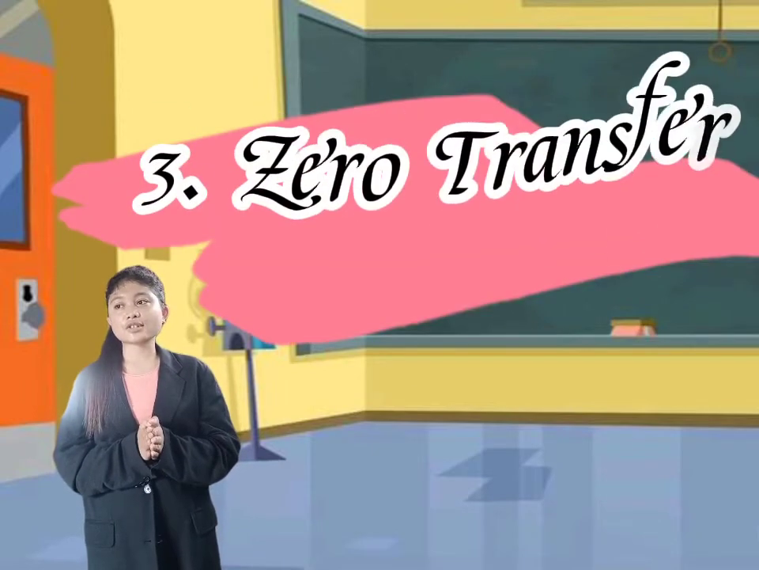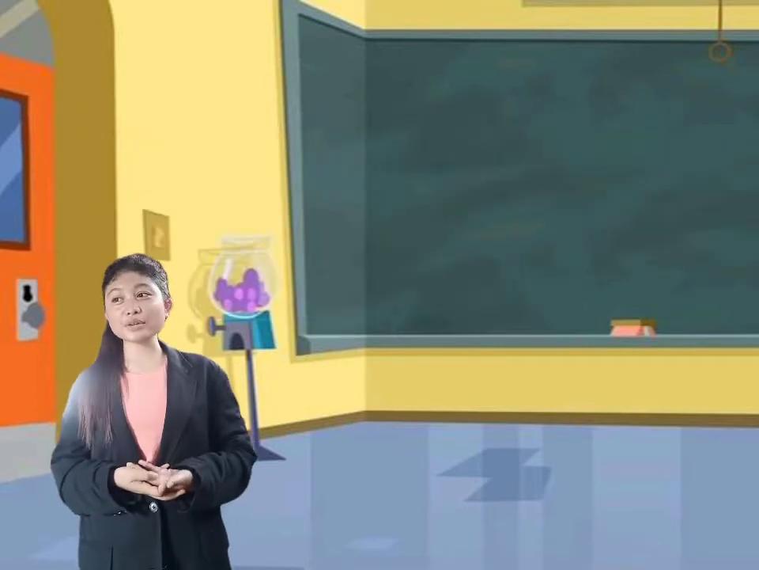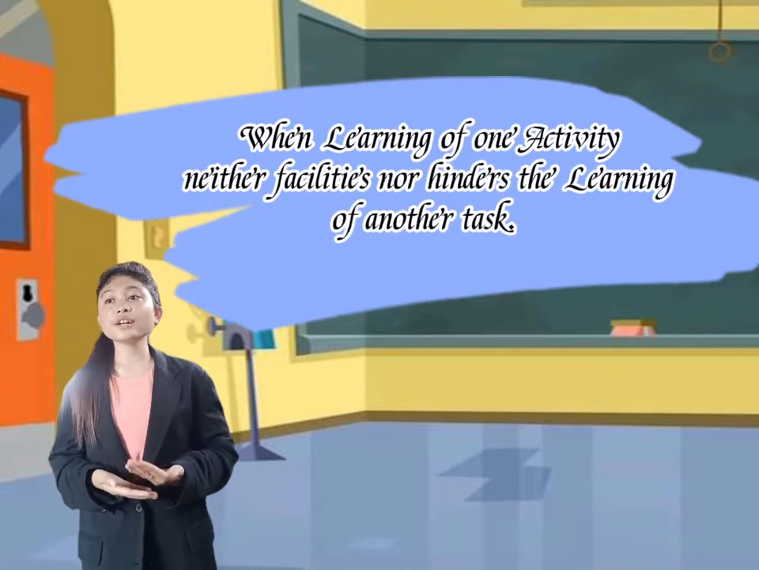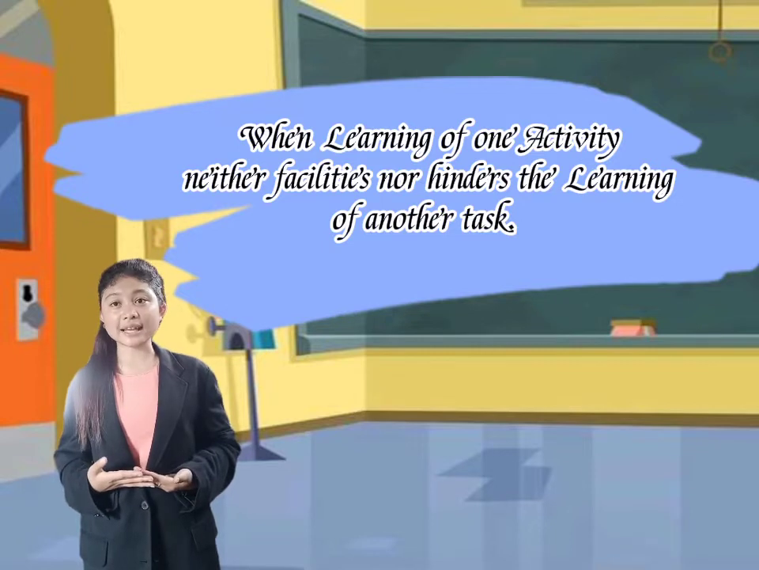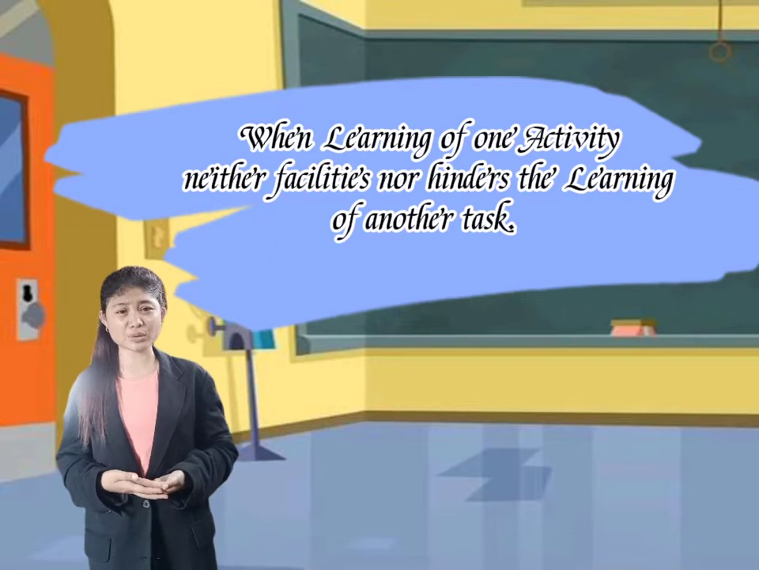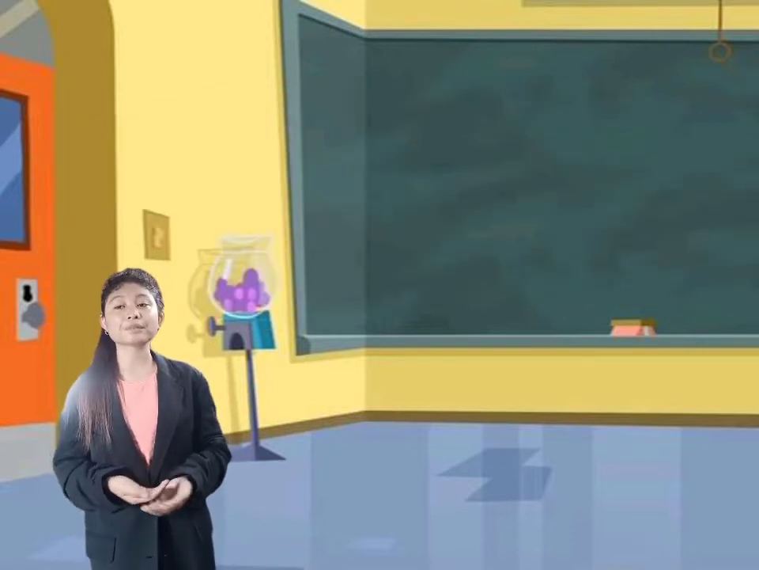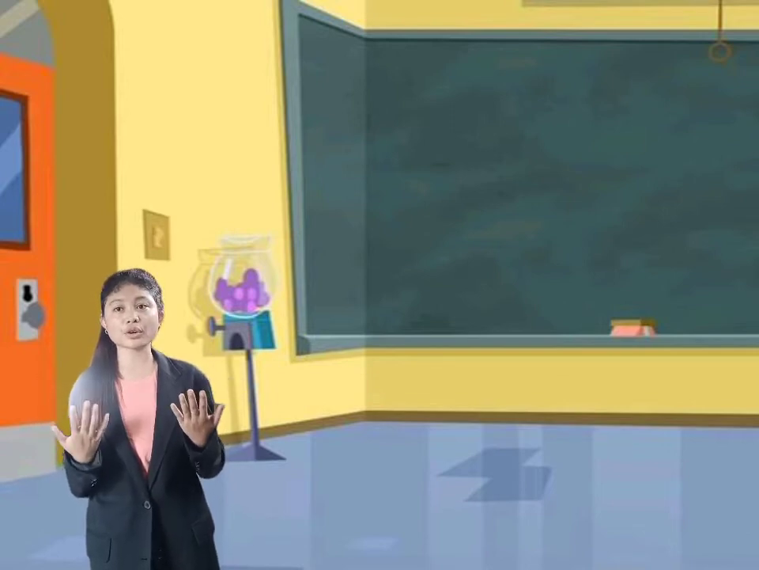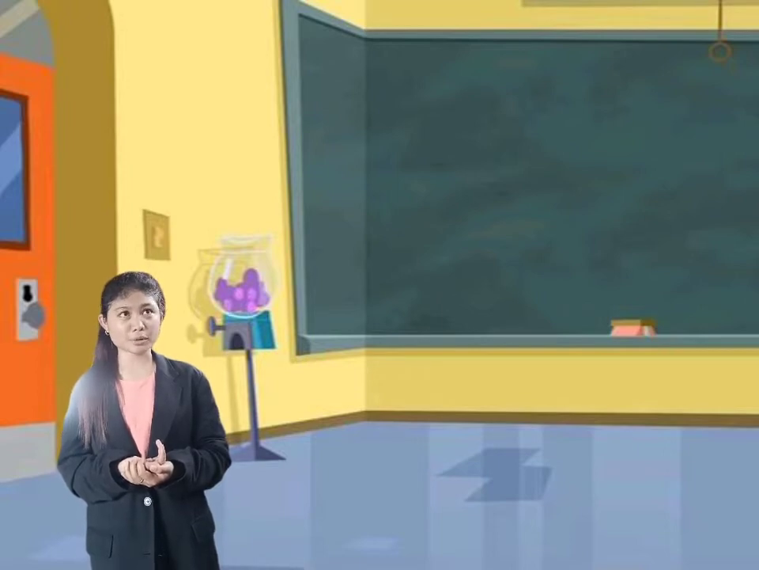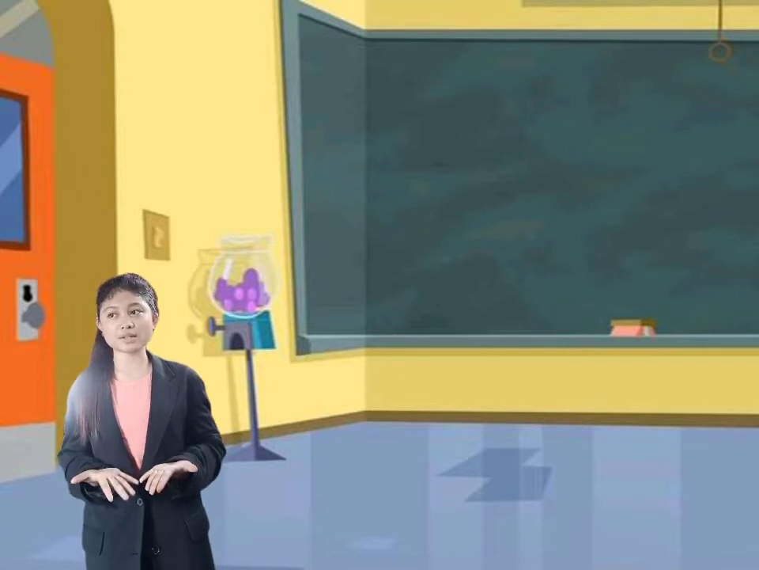Next, the third one is zero transfer. What is zero transfer of learning? When learning of one activity neither facilitates nor hinders the learning of another task, it is a zero transfer. In this case of neutral transfer, for example, our knowledge of history in no way affects learning to drive a car, motorbike, or scooter. That is zero transfer. There is no transfer that happens.